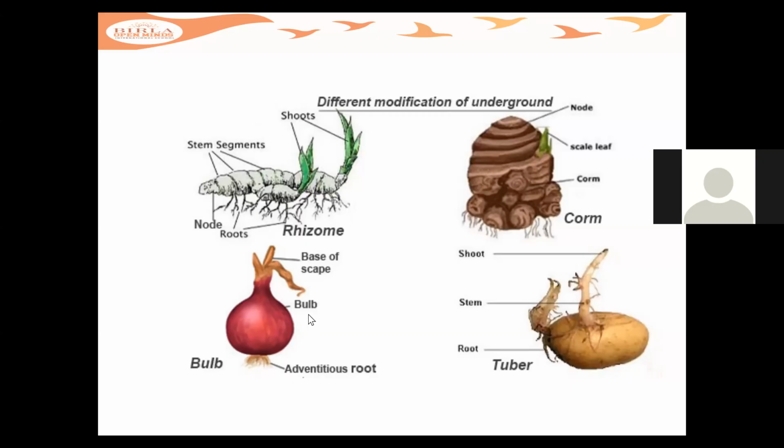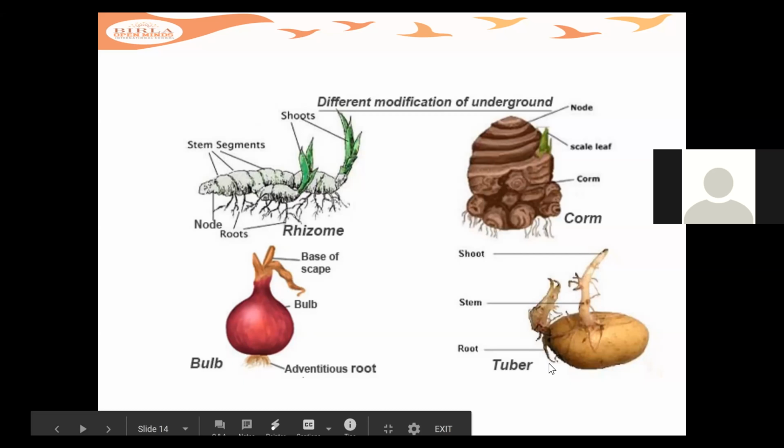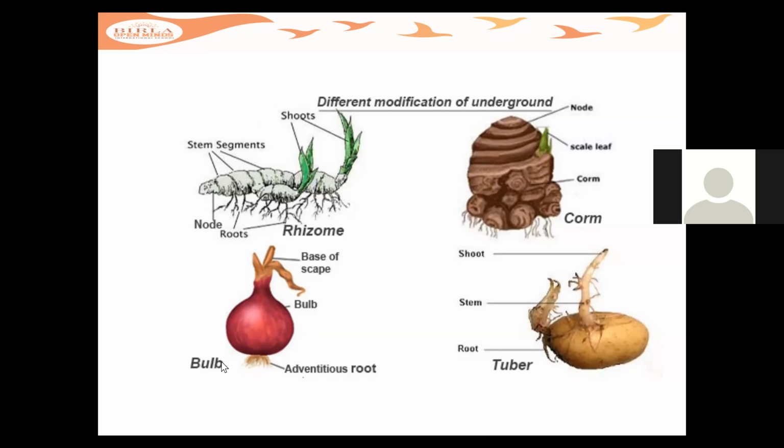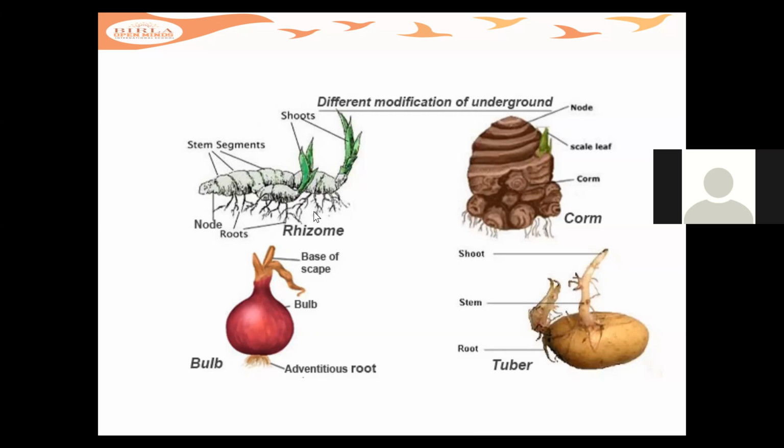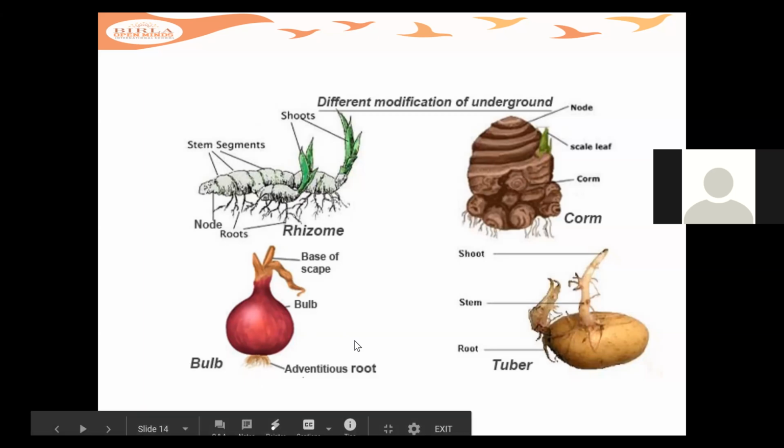So these are the modifications of underground stem, which you can see here. That is the tuber, corm, rhizome, bulb. The example of bulb is onion, right? Example of rhizome is ginger and turmeric. So all these are the examples. These are the modifications of stems.